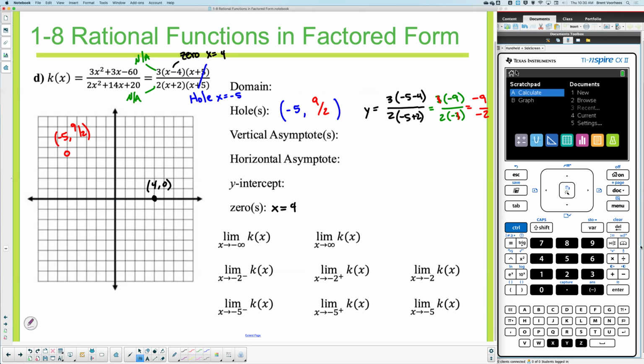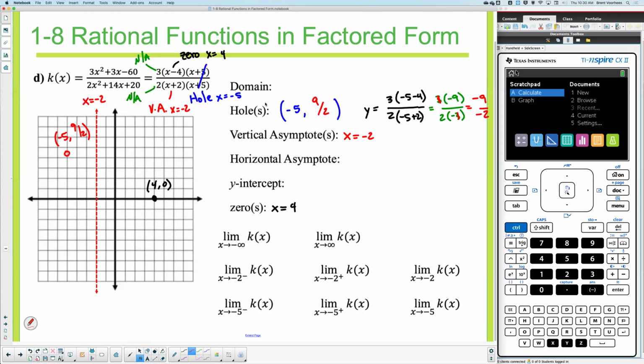What do I do with this last little piece right there? That's a vertical asymptote. If it says x plus 2, it's actually x equals -2. Vertical means up and down. There we go. Put that on there. x equals -2. All right, we labeled that all pretty good.